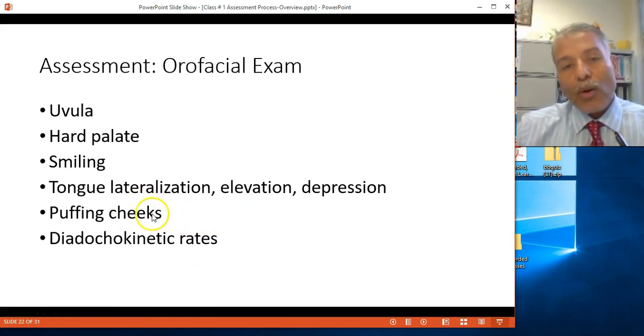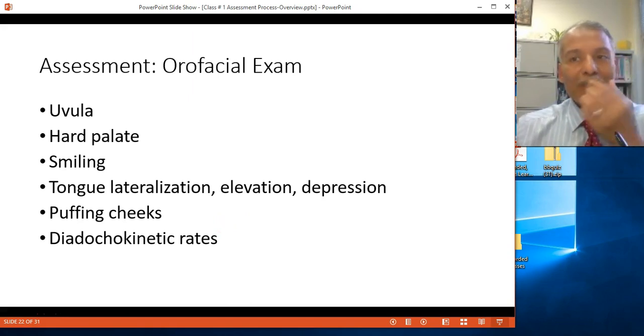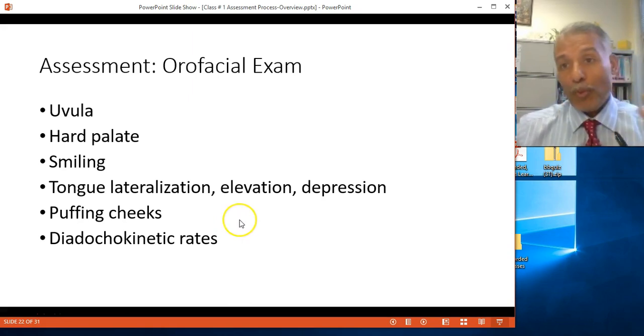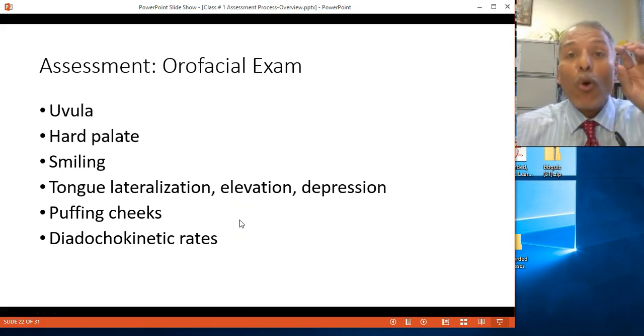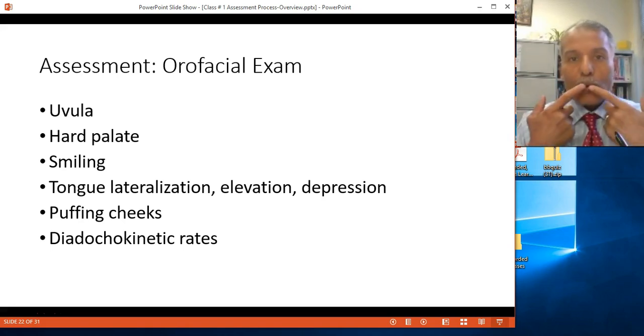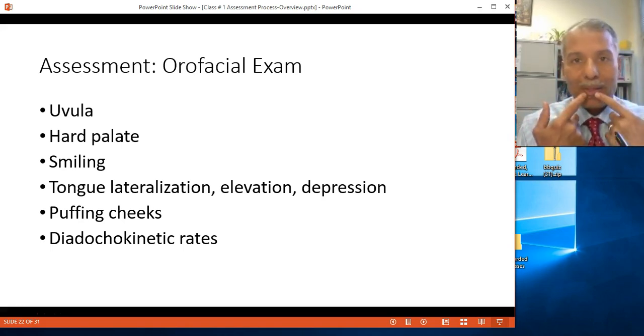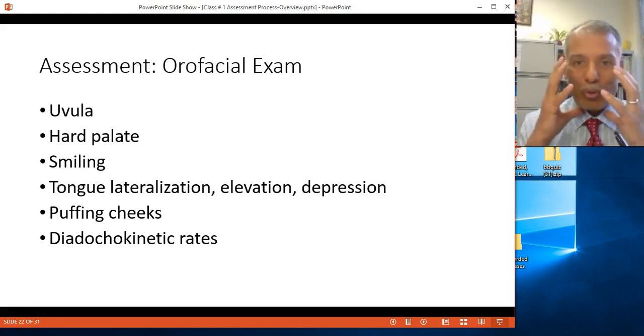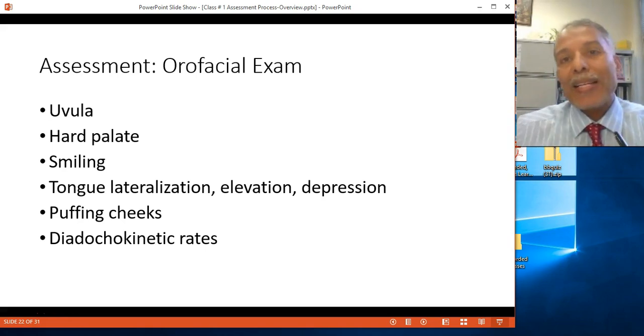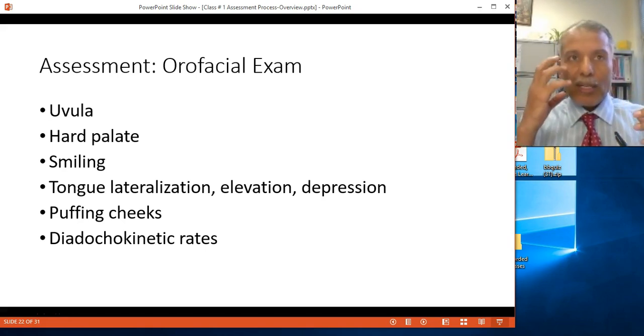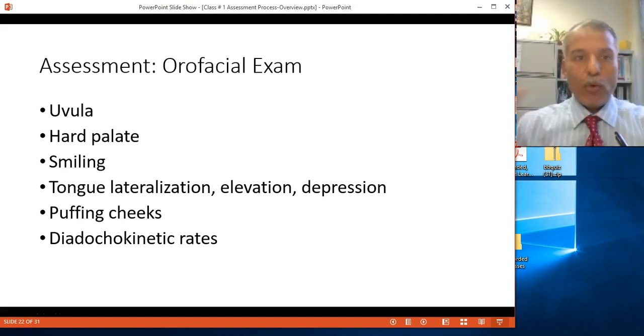Puffing your cheeks also looks at, number one, the strength of the muscles, the oral facial muscles. When you puff your cheeks, you have to hold your lips tightly. As you do that, are you able to show labial strength here? Are these muscles strong enough to produce pressure? And when the person is doing this, is there symmetry on both sides?